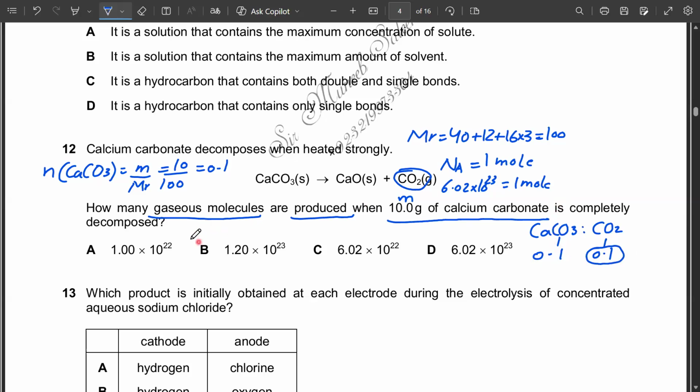Now convert that value into the number of molecules. So 0.1 multiplied by Avogadro's number, 6.02 into 10 to the power 23. So it will be equivalent to 6.02 into 10 to the power 22. So in this way, C is the correct option.